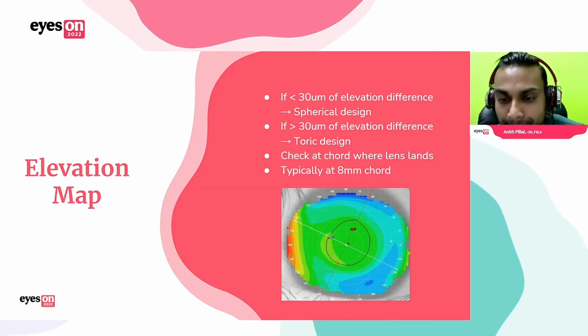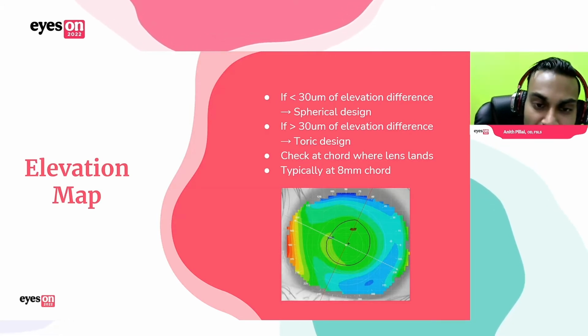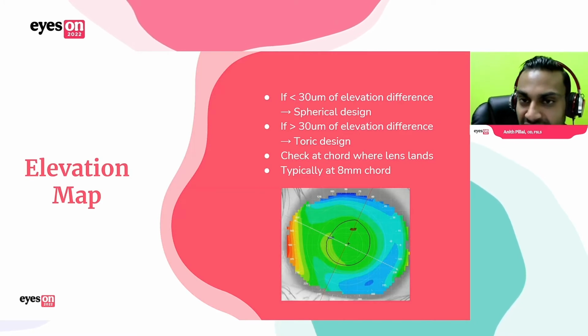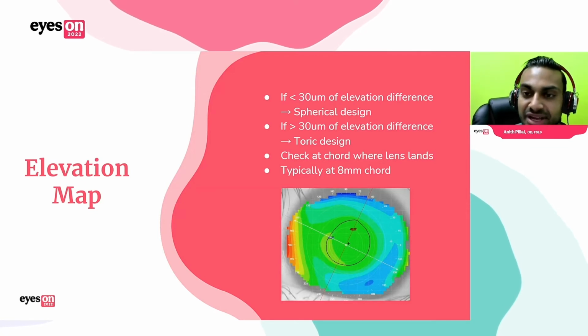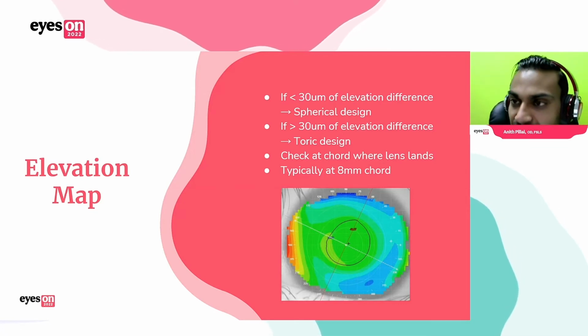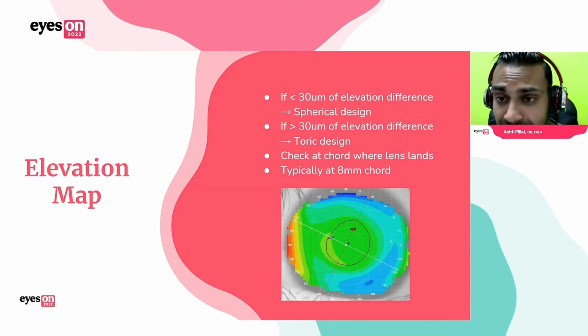So in my topographer, which is a MedMod, on the side of the analysis, I see what the flat K is and steep K, and then there's a little area that says this is the difference in elevation at 8mm. So nothing I have to do manually, the topographer will calculate it for me.